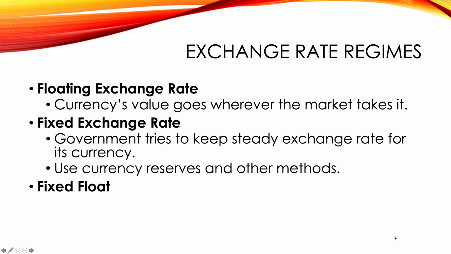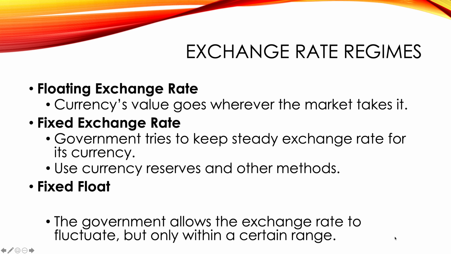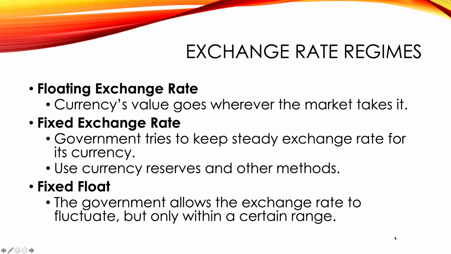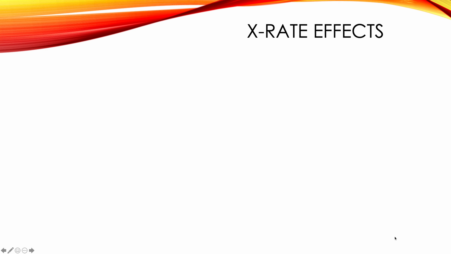Some countries also operate with what's called a fixed float, which means that the government allows the exchange rate to fluctuate a little bit, but they try to keep it within a certain range, right? So it's kind of controlled within boundaries, but there are boundaries there. Why would a government do this? Well, that's a question for some later slides here. Now let's get into the effects.